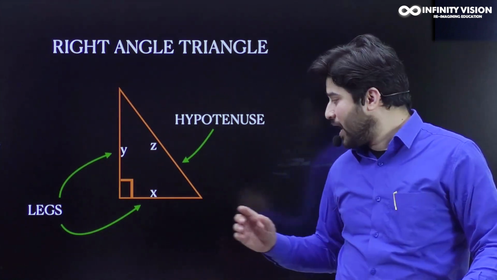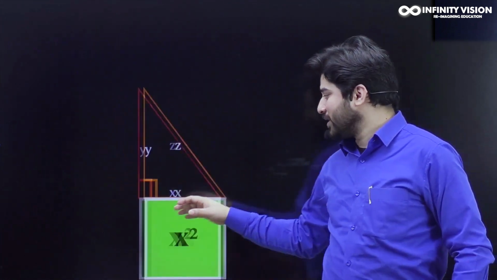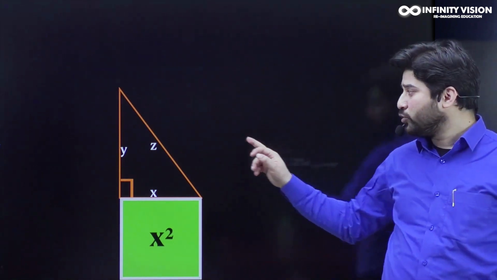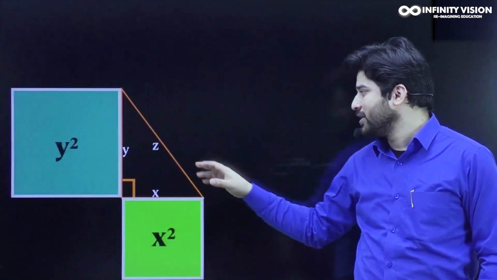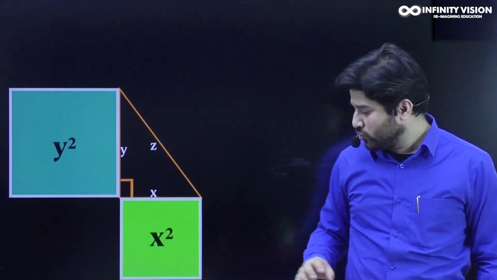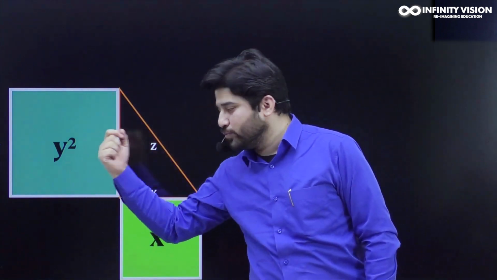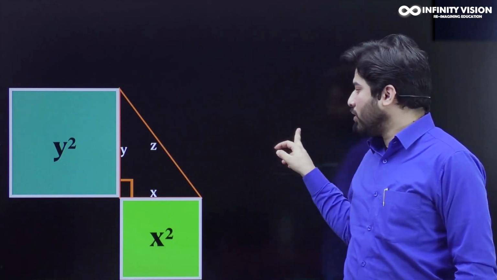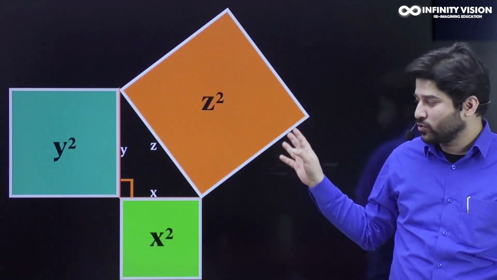being z. I'm going to build a square out of this base, something like this. I'm going to call it x into x. Now I'm going to build another square out of this side length y. It would be y into y. So you can say the area of this green square is x square and the area of this blue square is y square. Now I'm going to build another square out of this hypotenuse, which would be something like z by z, which is z square.